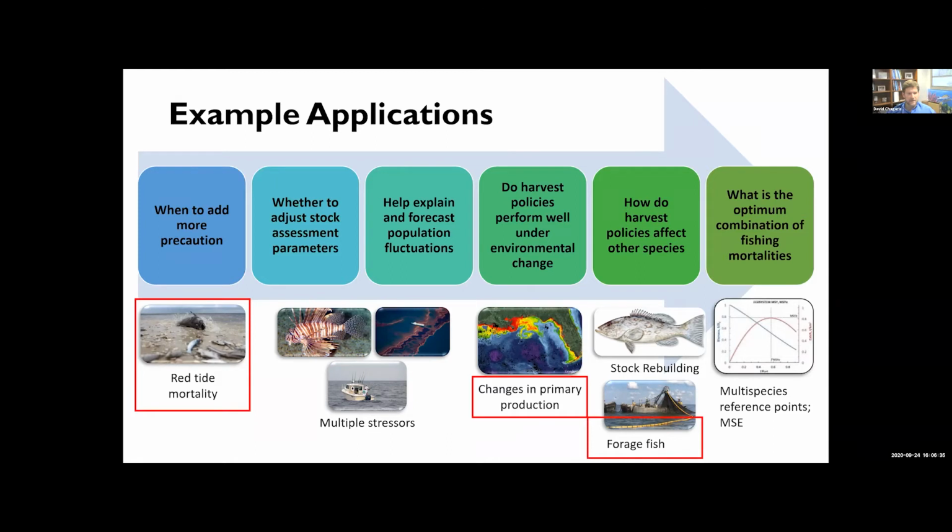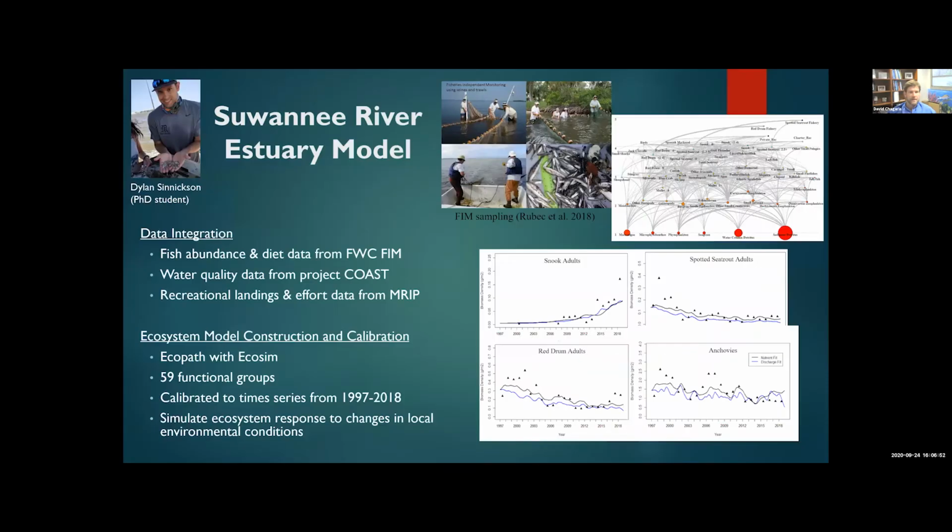Today, I'm going to talk about two projects that both Dylan and Daniel are working on. One focuses on changes in primary production associated with outflow from the Suwannee River, and another looks at red tide mortality on the West Florida Shelf. So this is Dylan Sinnickson. He's my PhD student, and he's been developing an ecosystem model for the Suwannee River estuary.